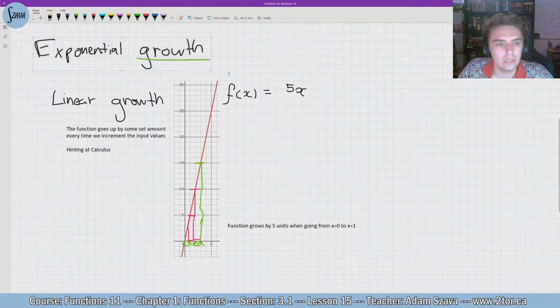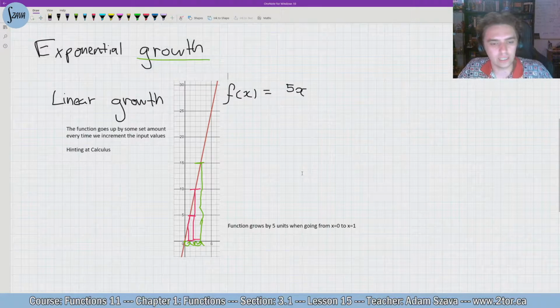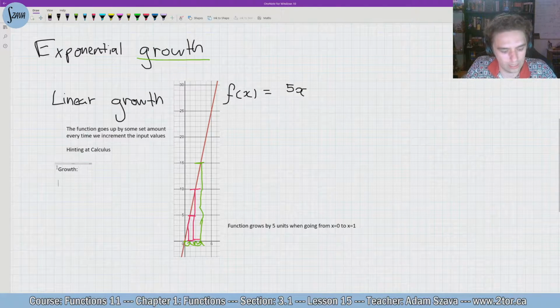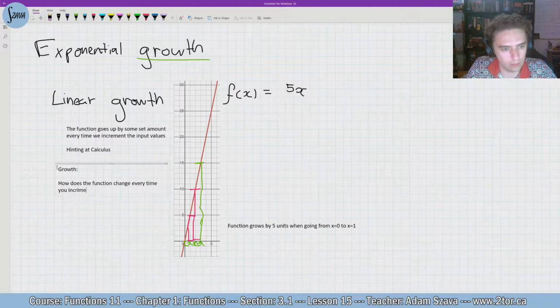Okay, just to set the basis of what growth means, it's sort of the way a function changes every time you increment the x value. So I'm going to write that down here. Growth is how the function changes every time you increment the input value.